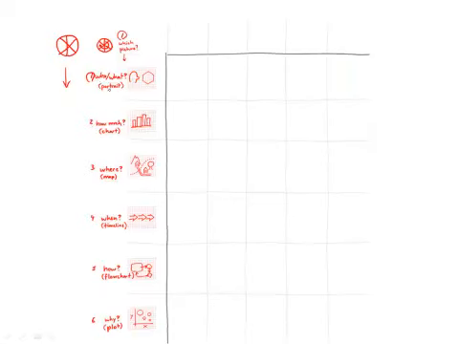1. Who and what? Our little portraits. 2. How much? Our charts. 3. Where? Our map. 4. When? Our timeline. 5. How? Our flowchart. 6. Why? Our plot.